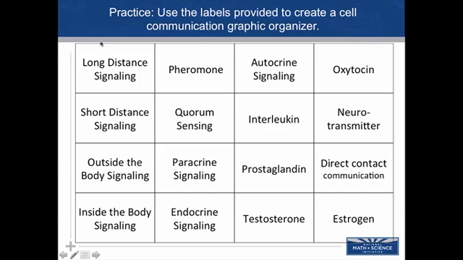So to practice what we've done till now, you should have a set of cards made from this information. And I'd like for you to group the cards into long distance, short distance, inside the body, and outside the body signaling. Make a graphic organizer that shows the relatedness of these terms that we've used so far. There are some specific examples, but use those examples as you build a graphic organizer to show your understanding of the different levels of communication. So you'll want to stop the video now and practice that for a moment.